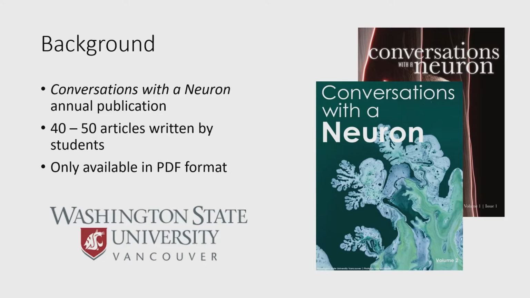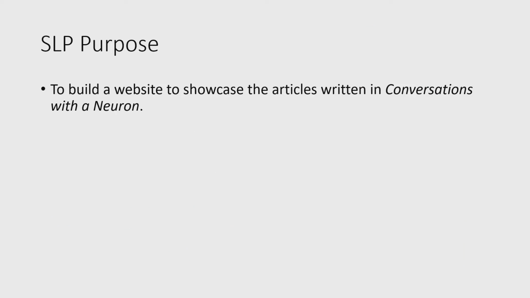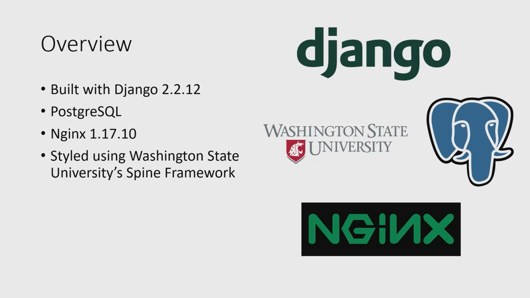So the purpose of my project was pretty simple. I just wanted to build a website that would showcase all of the articles written in Conversations with a Neuron. So I built the website using the Python web framework Django with Postgres and Nginx, and then I styled the website using WSU's Spine framework, which we'll see here in just a second.